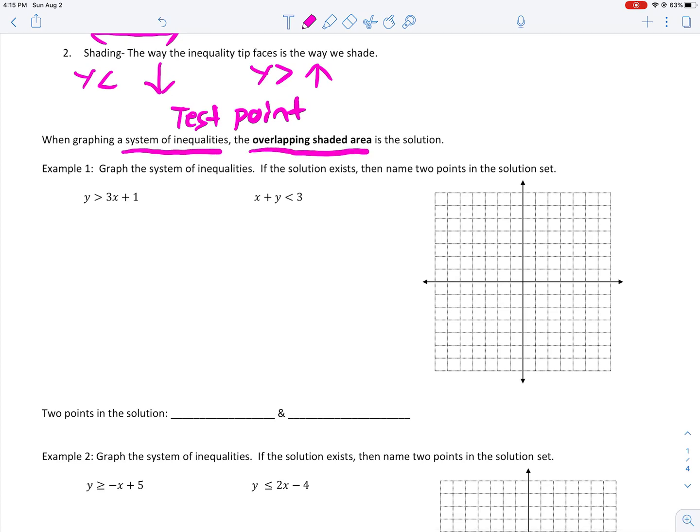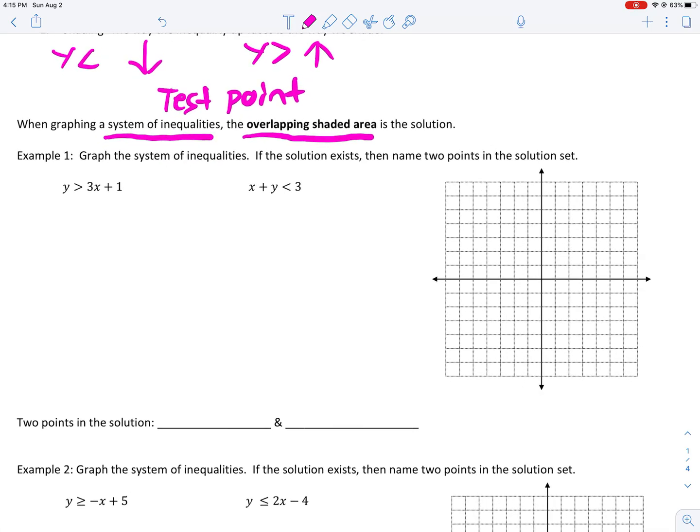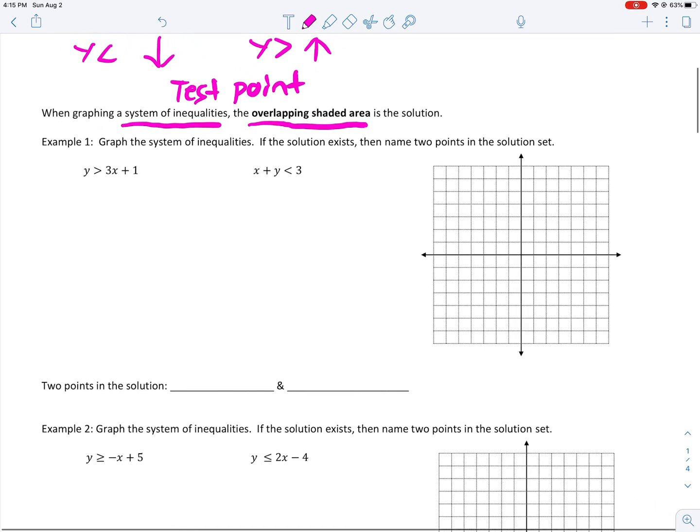So when you're graphing a system of inequalities, your solution is the overlapping shaded area. When you do this, you're going to want to use a pencil or a pen and then a highlighter, because you want to be able to determine the overlapping region.